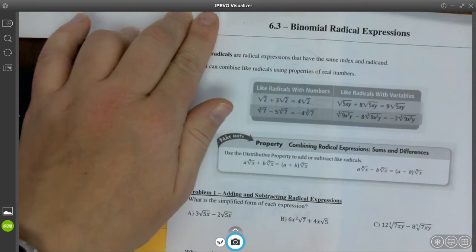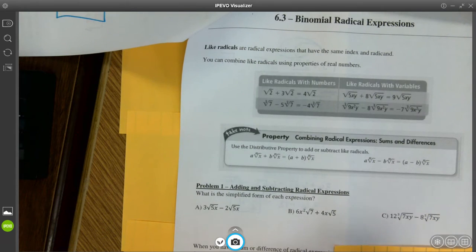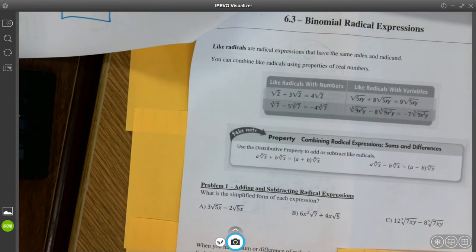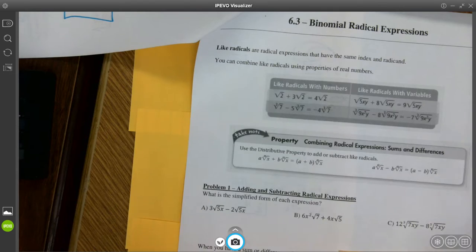6.3. Woo! I have so many little post-its that I have to do it like this. So we're adding and subtracting radicals.